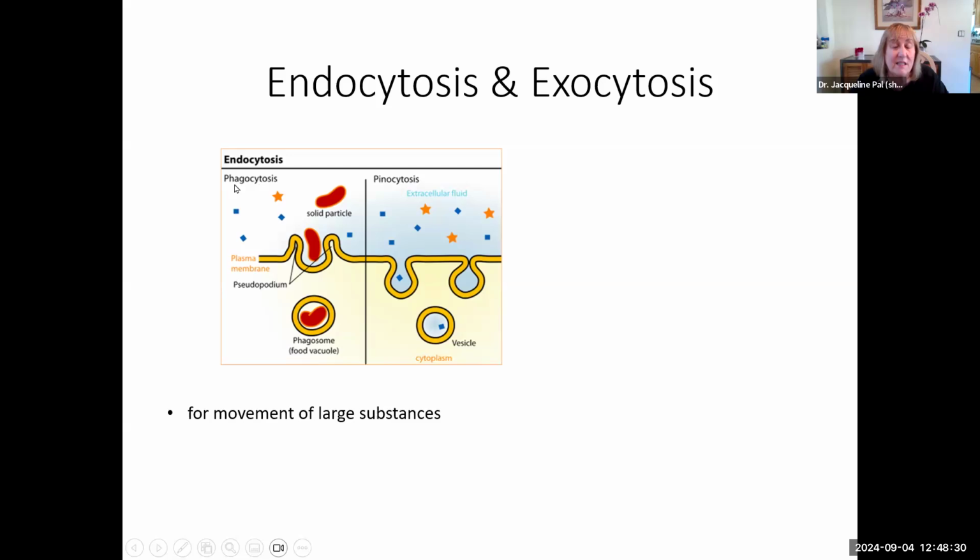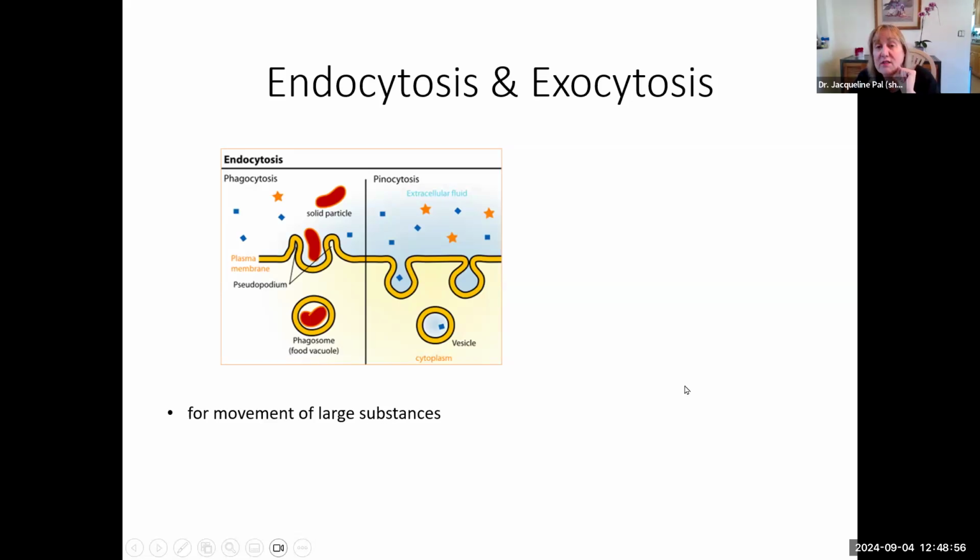only instead of calling it phagocytosis, which means to eat, we are going to take the prefix pino, which means to drink. So think of like a wino drinking wine. In this case, it's pino. Okay. So pinocytosis and phagocytosis are the two types of endocytosis, how a cell takes in large substances.